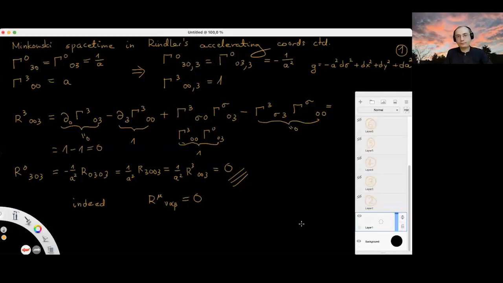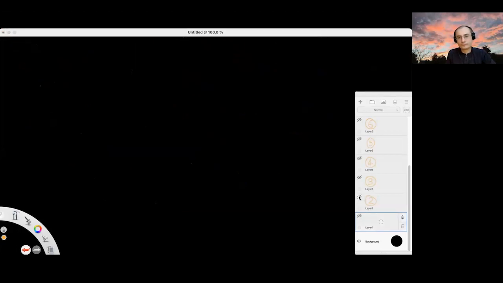Let's go back to the blackboard again. The new topic is the geodesic deviation equation. Okay, I need to open my notes. Yeah, so the setup is exactly what it was before.